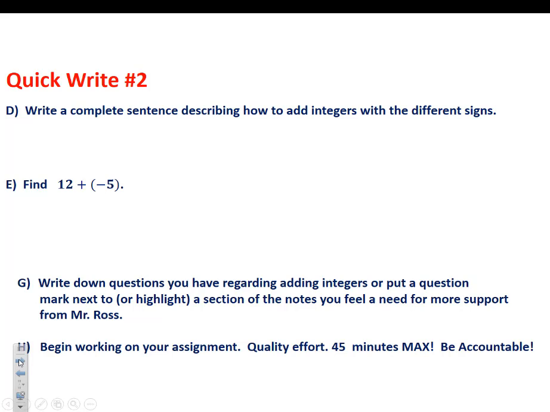You want, go ahead and start a couple problems on your assignment, but please remember, once 45 minutes is up, you're done. You don't need to do any of your assignment, but you can.